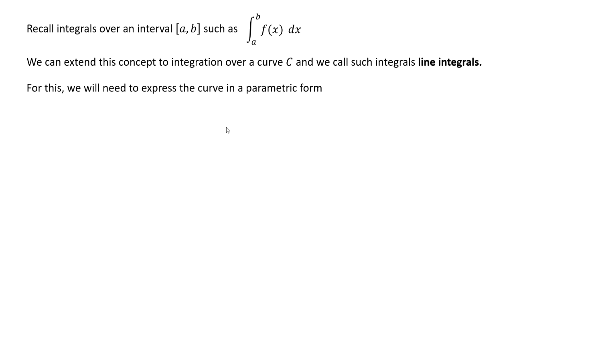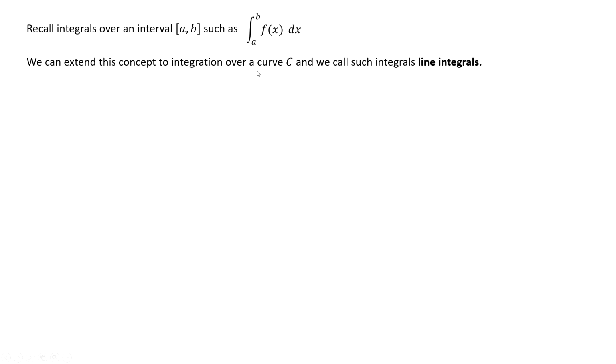All right, so what's with these line integrals? Back in Cal 1, you remember definite integrals over an interval, like the integral from a to b of f of x dx? These line integrals are actually a sort of extension of that, okay? For example, we can extend this concept to integration over a curve, and we call those extensions onto a curve line integrals. The book says something interesting.